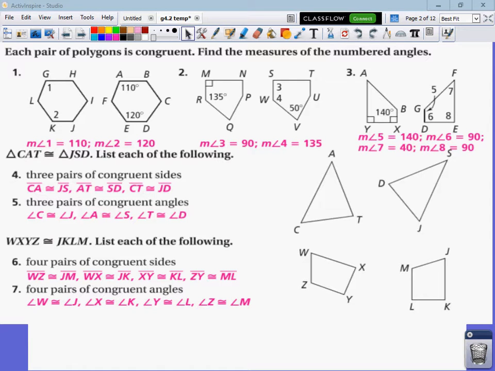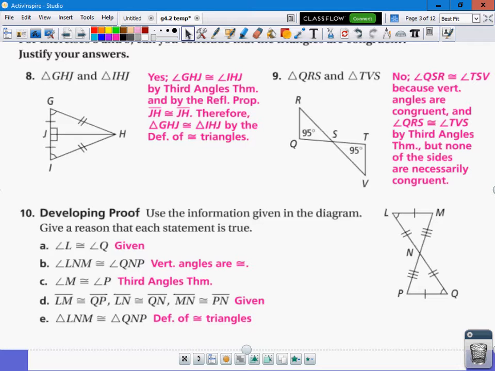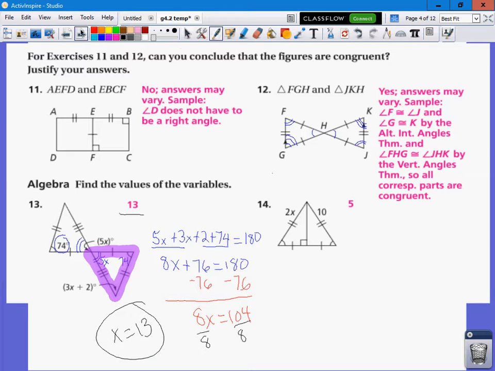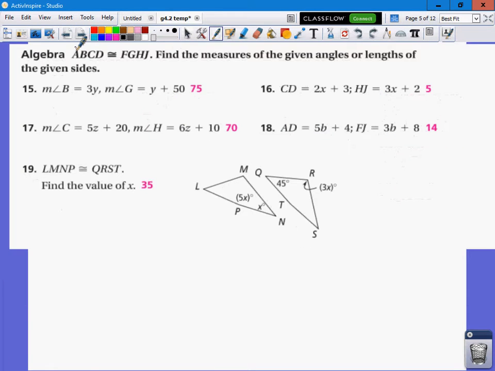Has everybody had a chance to look over their answers? There's 11 through 14. All triangles add up to 180 degrees, yes.